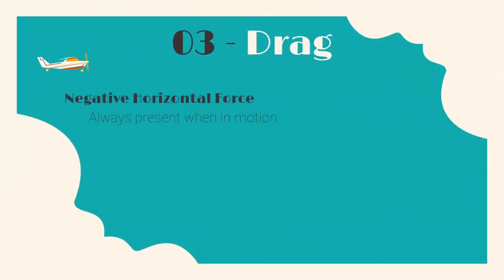Drag is a negative horizontal force, and it is a force that will always exist as long as the aircraft is in motion. There are many types of drag that I'm not going to get into right now, but to put it simply, some types of drag can be optimized and lowered by design, while others are inevitable. Drag will slow down your aircraft, so it is best for pilots to fly in a way that minimizes the effect of drag to save time and fuel.